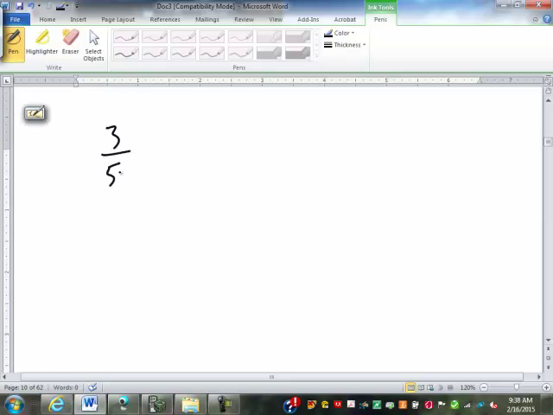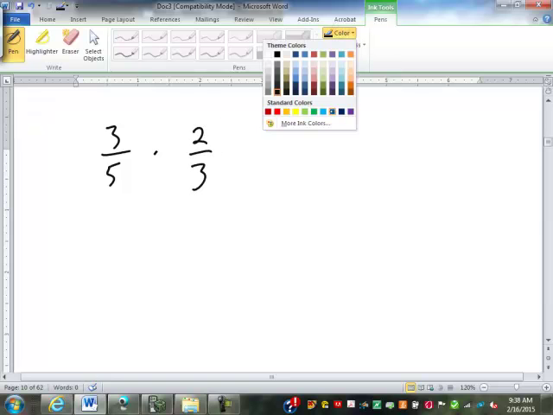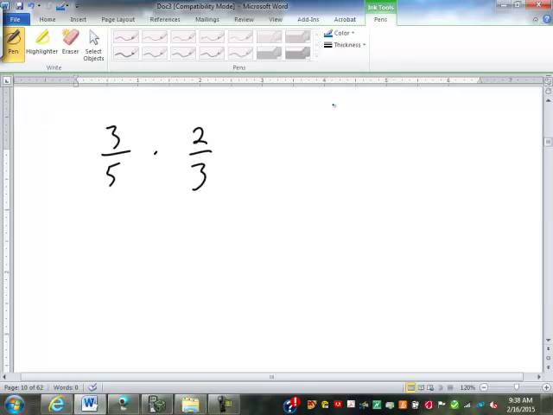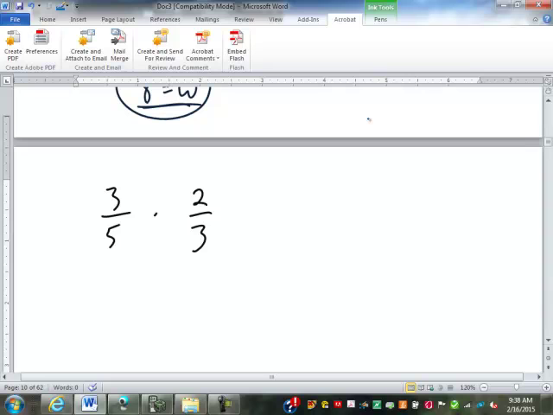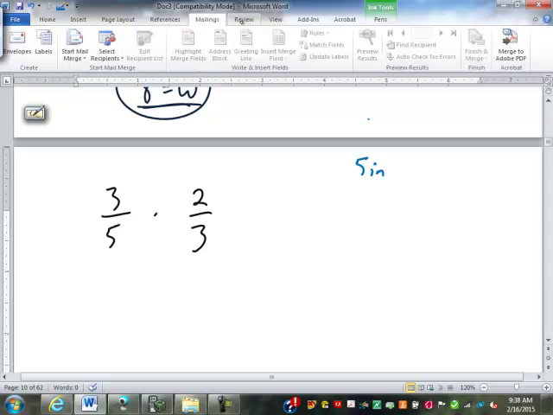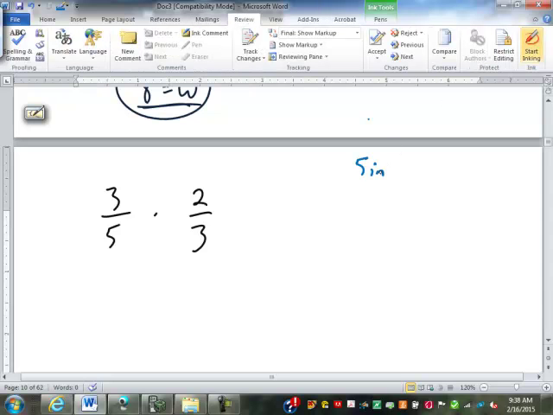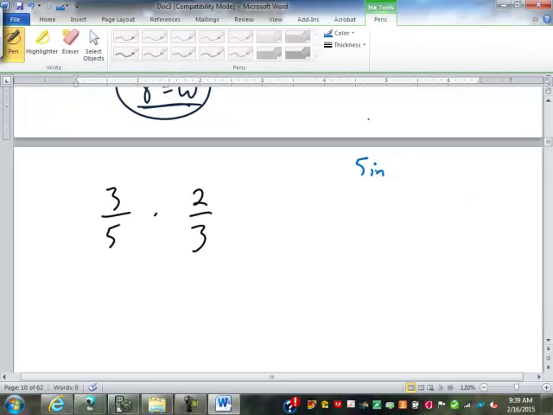So let's go 3/5 times, oh, I don't know, 2/3. When we multiply any number, first of all, do we need the same name? No. We can do something like 5 inches times 2 pounds. And that works out.